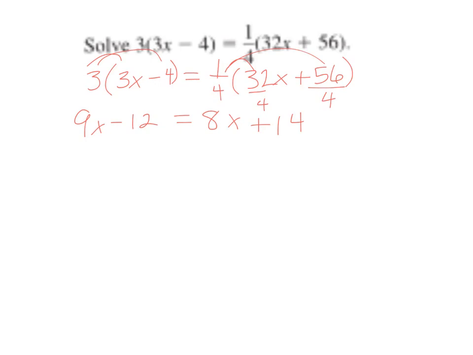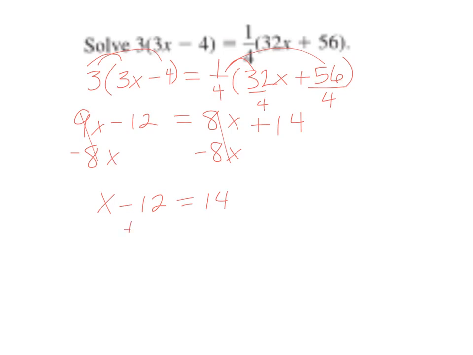And now we're going to get the variables on the same side. Here's another tip. If you look at what we have, I've got a 9x and an 8x. I could minus 9x from both sides, but that'll give me a negative variable. It's always shorter work if you can end with a positive variable. So I'm going to minus 8x from both sides. That's going to give me x minus 12 is equal to 14.